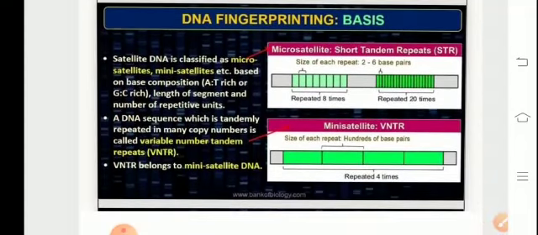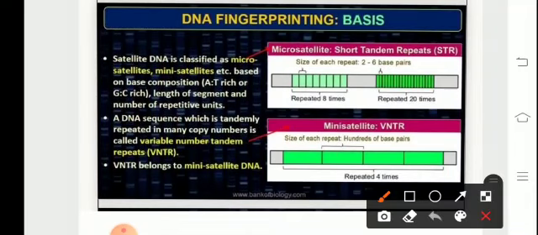Talking about the basis of DNA fingerprinting, it depends upon the presence of the repetitive sequences. Now, satellite DNA is formed when, for example, if we take this to be the chromosome, here is the centromere that is formed out of primary constriction. If a secondary constriction develops here at the end, that would lead to the formation of the satellite DNA. These satellite DNAs are repetitive DNA. They could be microsatellites or minisatellites, based upon the base composition, whether they are AT rich or GC rich, and also on the length of the segment and the number of repetitive units.